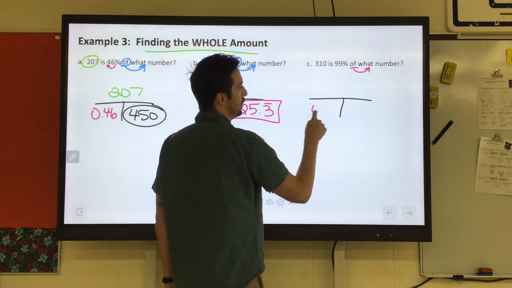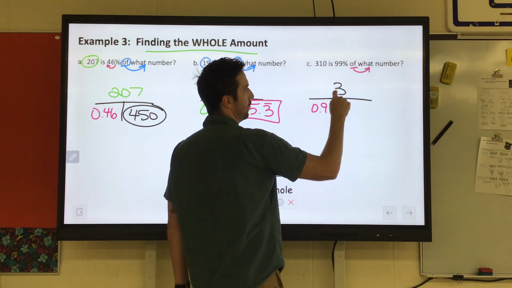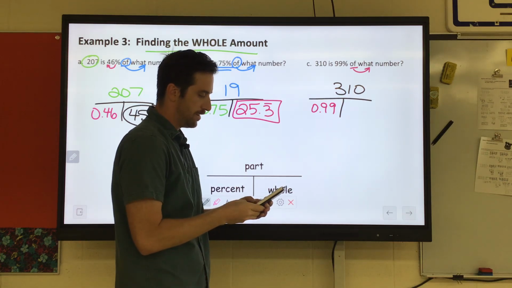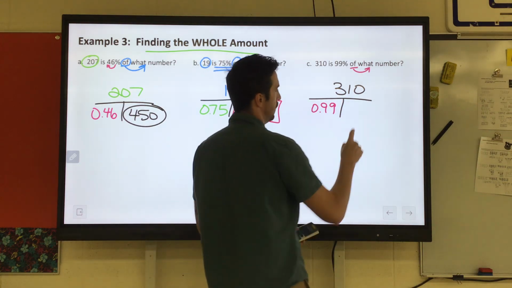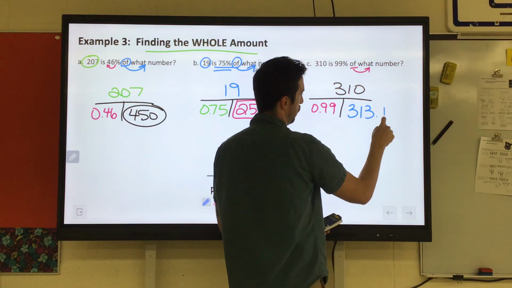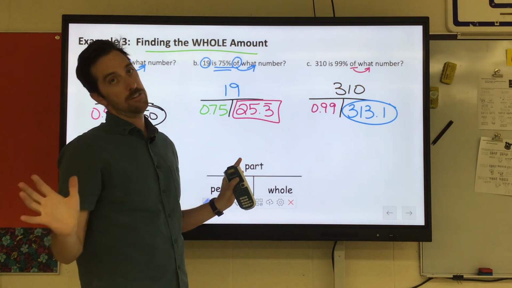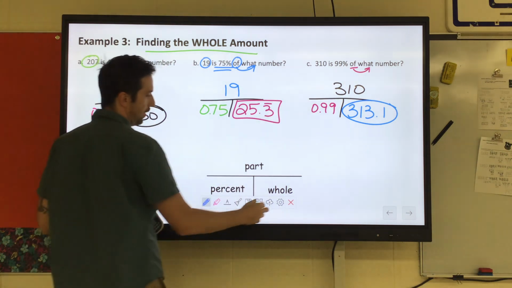310 is 99% of what number? So 99% is 0.99. 310 is going to be our part. And we're going to divide those. 310 divided by 0.99. I have 313.13131313. So if I round that to the nearest tenth, it'd be 313.1. We've done some of each type, 3 of each type in fact. Let's see what else we got.